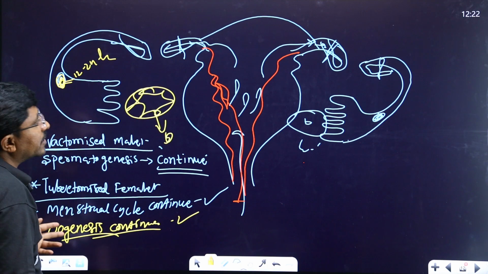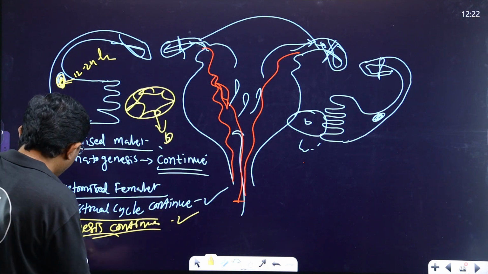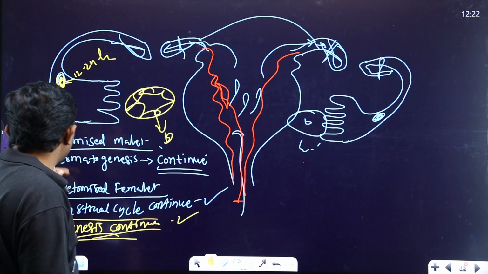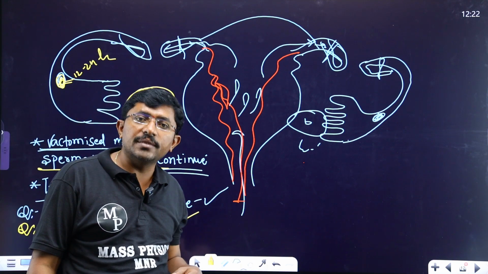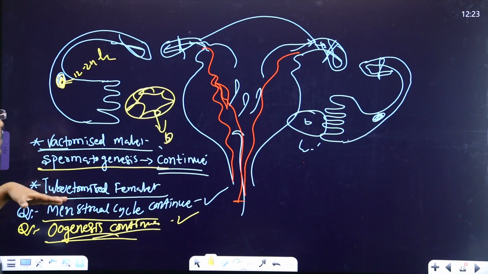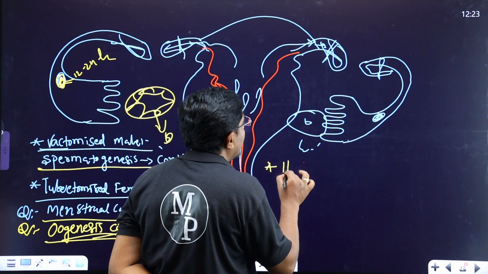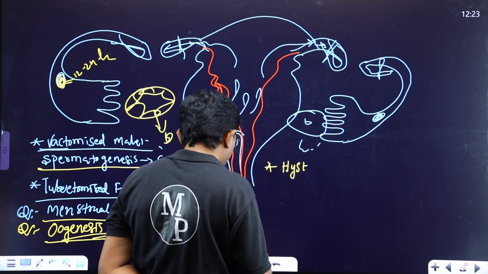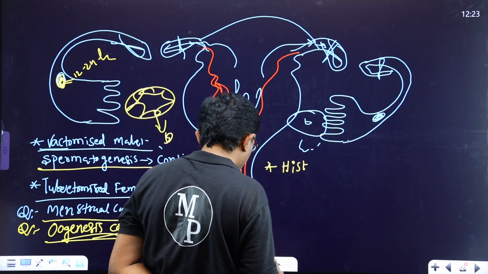So the menstrual cycle will continue as usual, oogenesis also continues as usual, and spermatogenesis also continues as usual. These are the important points regarding this. Next, I want to give one extra point here: hysterectomy.